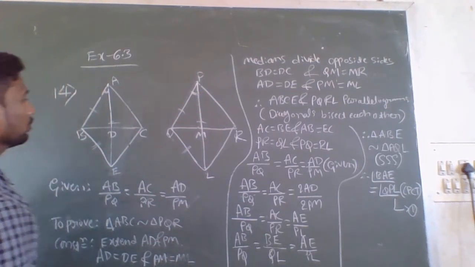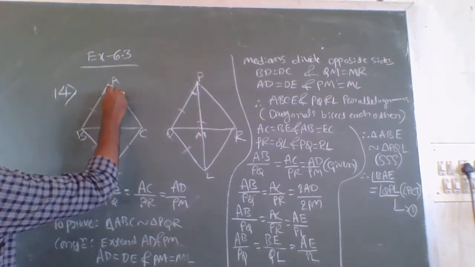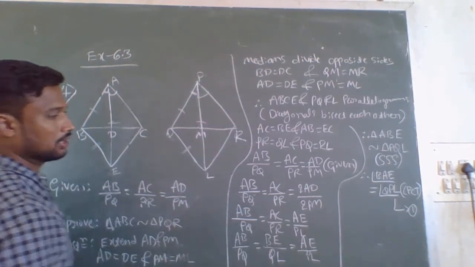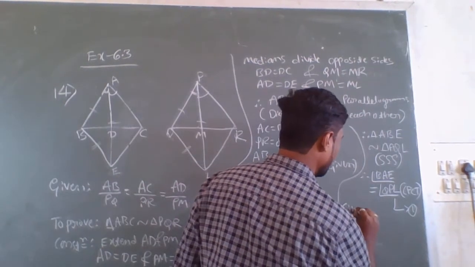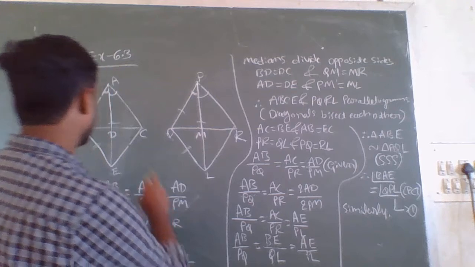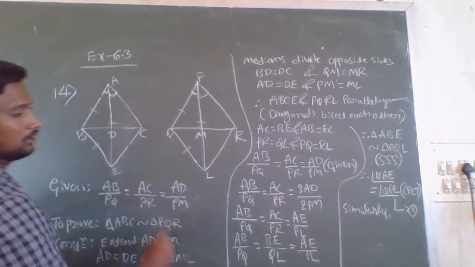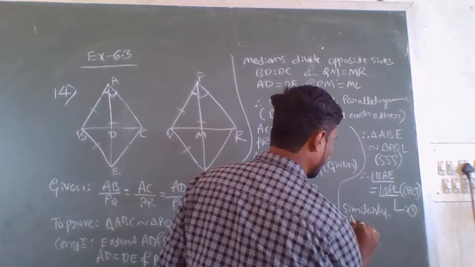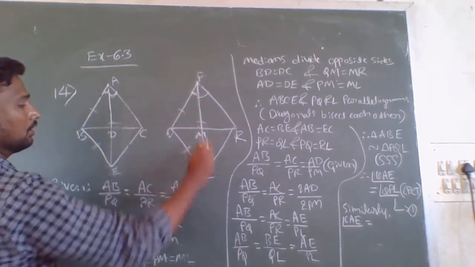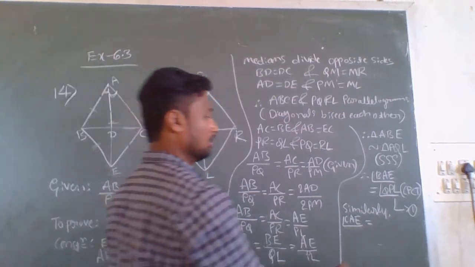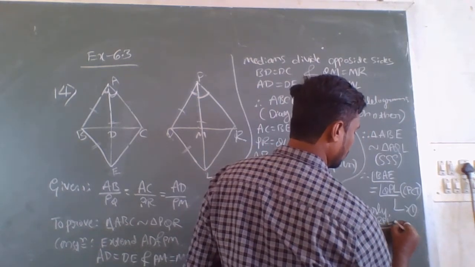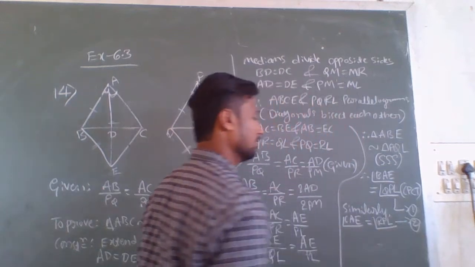Again, similarly, we can prove that angle CAE, means this angle, is equal to angle RPL, this angle. Similarly, directly I will write here: similarly, we can prove that angle CAE means this angle, CAE is equal to angle RPL, means this angle RPL. So here I will consider this as second.